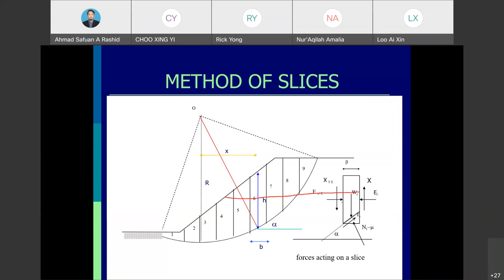Several researchers provide different assumptions on the side force, and from there they produce different equations. Let's say they assume that X between both sides is equal, or E is equal, so then they come up with different types of equations. So we have several equations produced by previous researchers or scholars. We have here Fellenius, Bishop, Janbu. It is actually based on the assumption made on the X and E forces.